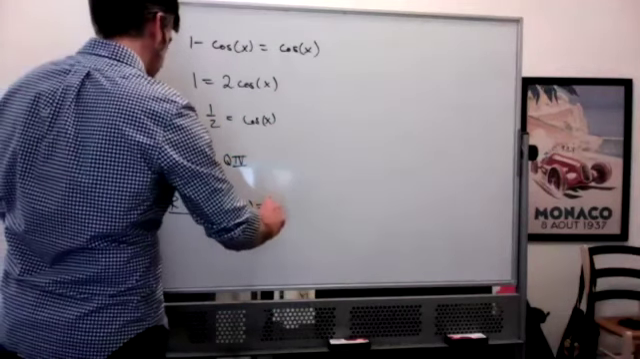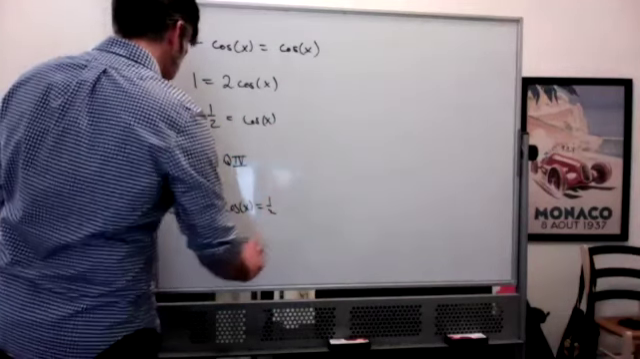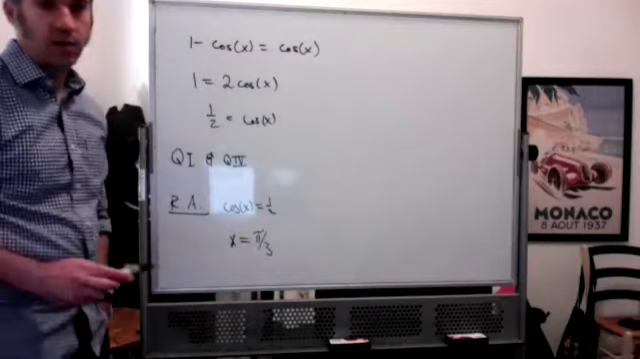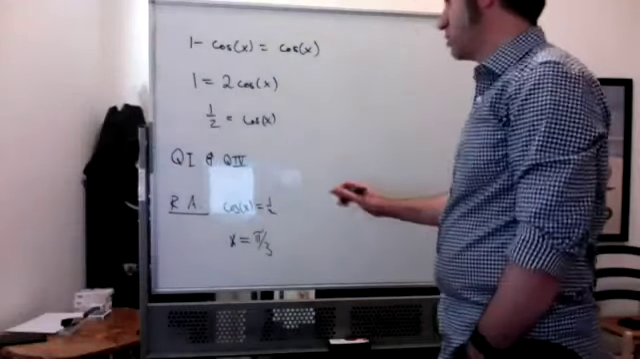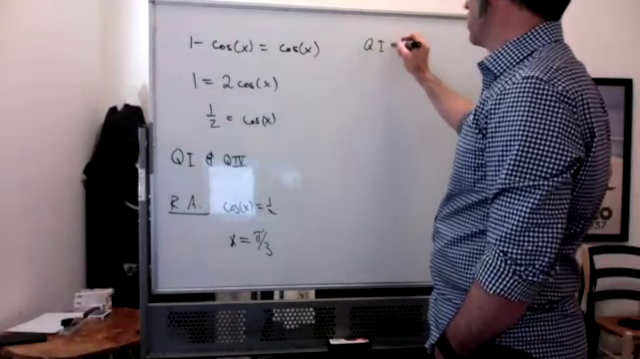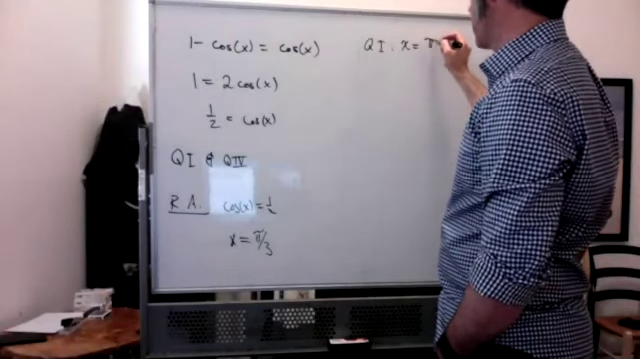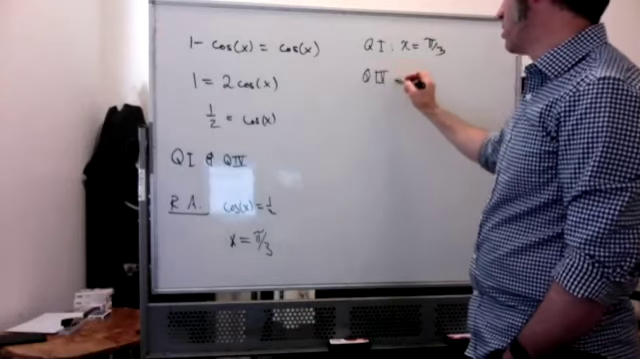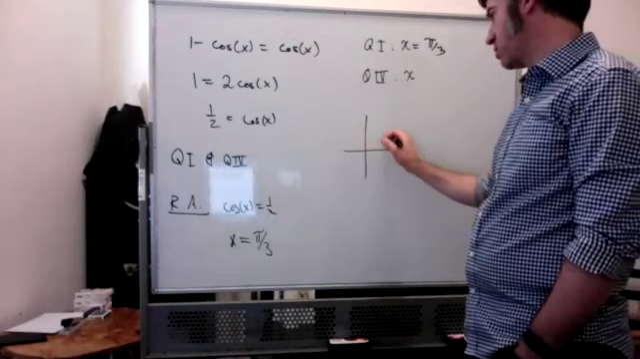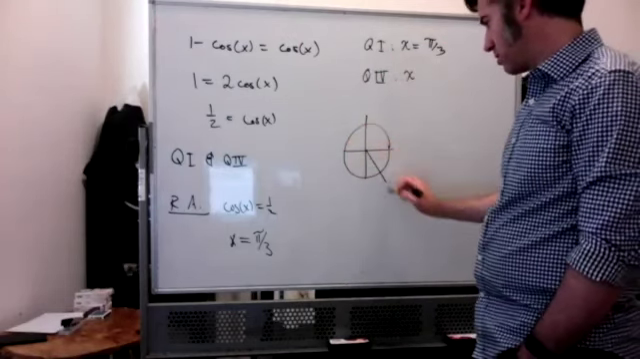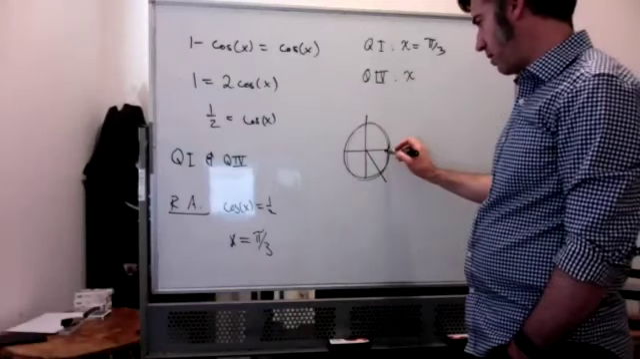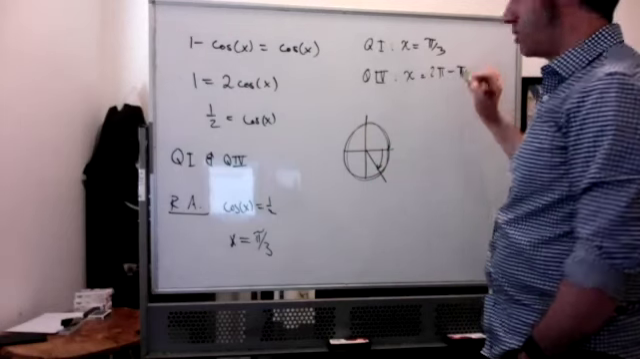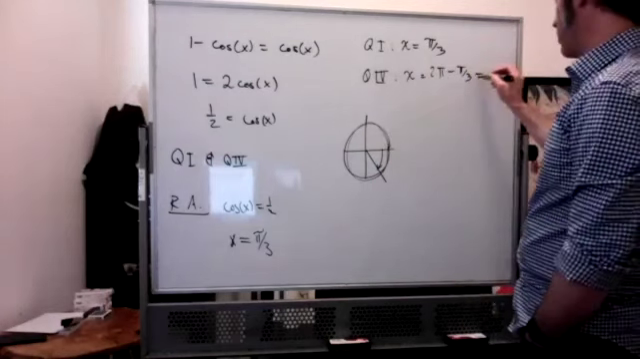cosine x equals 1/2. I know that x is pi over 3 or pi over 6. Oh, it's pi over 3. So pi over 3 is one of our answers. So in quadrant 1, our answer is x equal to pi over 3. You don't have to list what quadrants they're in. I'm just listing it to show you guys. In quadrant 4, our answer is, well, let's see, it's 2 pi minus pi over 3, which is 6 pi over 3 minus pi over 3, which is 5 pi over 3.